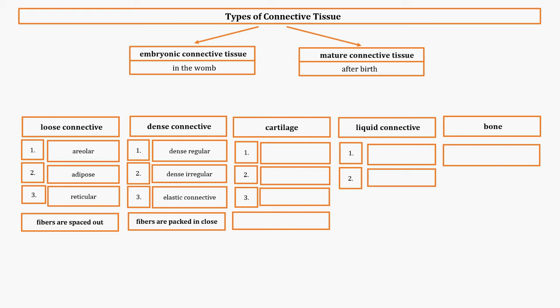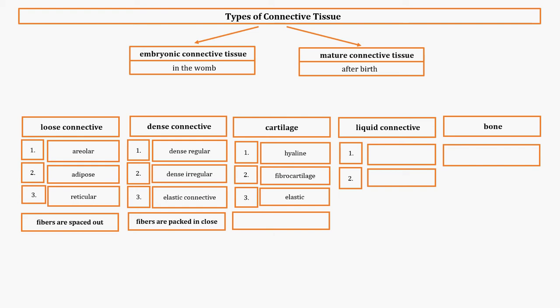Now, of course, we also know there's other things in the connective tissue. You also have the cells and the fibroblast and everything else, as we talked about in the previous video. Now, the third type here is the cartilage, and there's 3 types of cartilage: hyaline cartilage, fibrocartilage, and elastic cartilage.